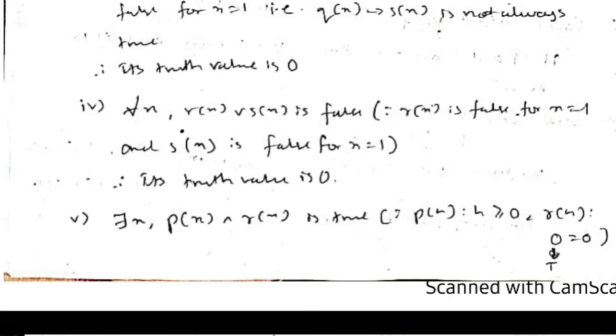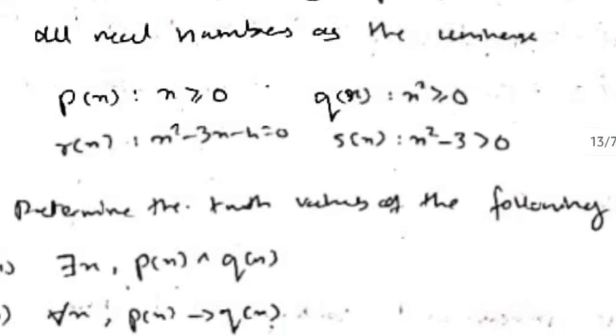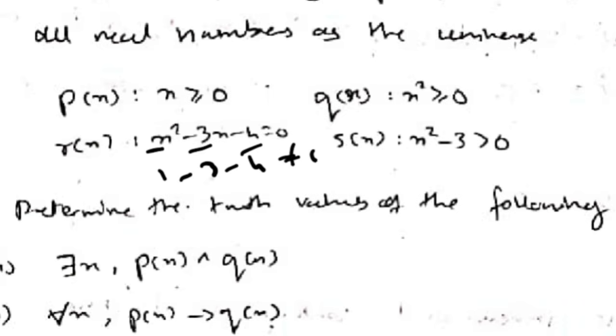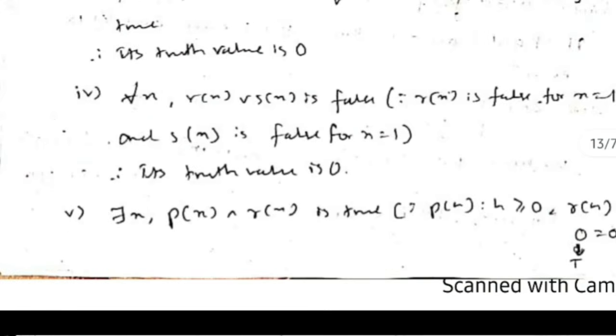In the next question we have been given r of x or s of x is false. That means we have to prove that r of x and s of x both are false for at least one value. If you take x equal to 1, what is r of x? r of x is x cube minus x square minus 3x minus 4. If you take 1 here, 1 minus 3 minus 4 is not equal to 0, so r of x will be false. And s of x at 1 gives minus 2 greater than 0, this is also false. So if you take the value as 1, we get both the statements as false, so its truth value is 0.